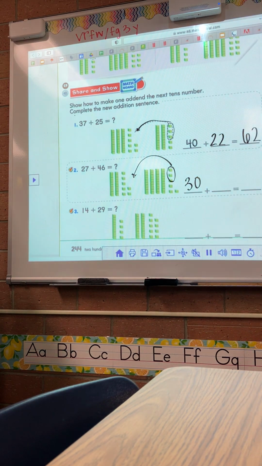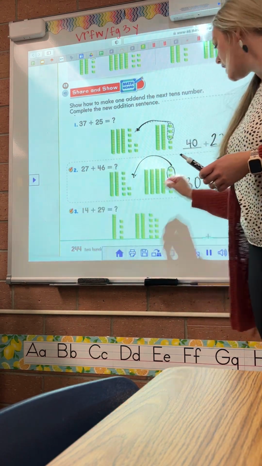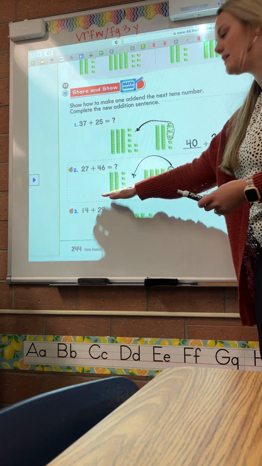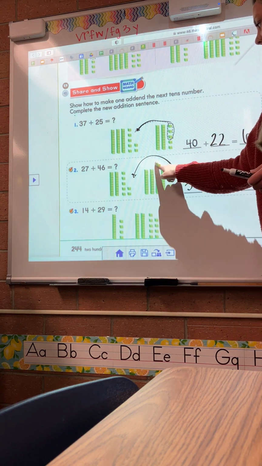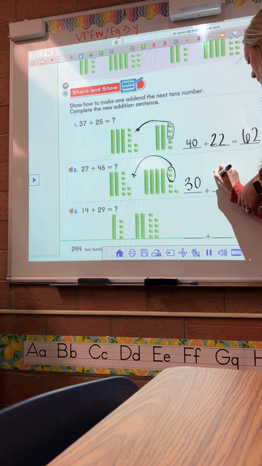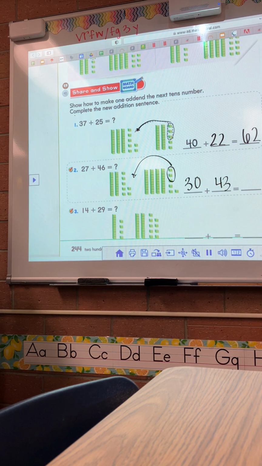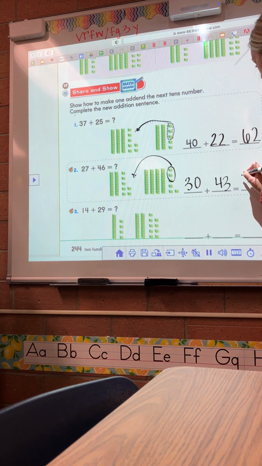So over here on the right side, I should have started my new math sentence because I no longer have 27 plus 46. I've taken part of 46 away, taken 3 ones away and given it to 27. So now my math sentence becomes easier. I have 30 plus 10, 20, 30, 40. And then how many ones? 41, 42, 43. And now my math sentence is 30 plus 43. And I can start at 43 and I can count it by 3 tens. 43, 53, 63, 73. My answer is 73.